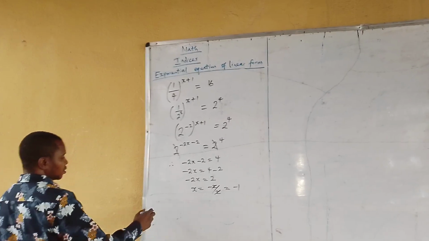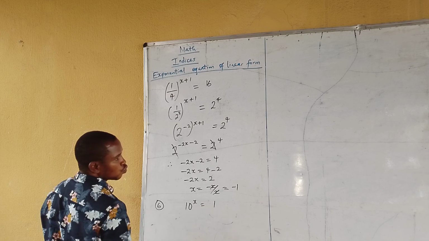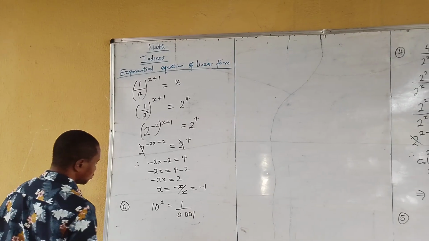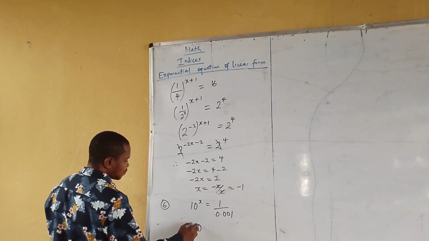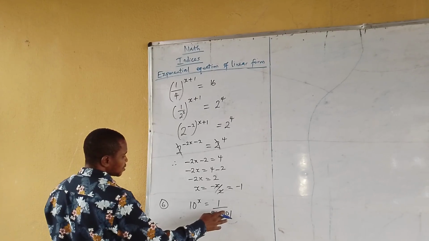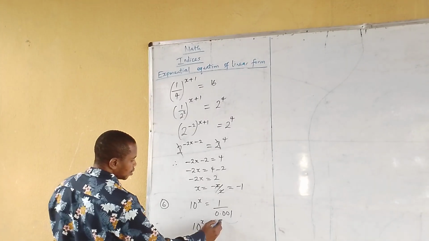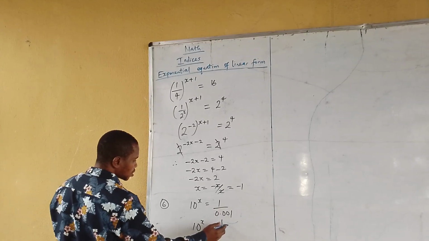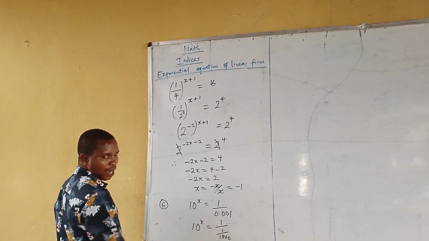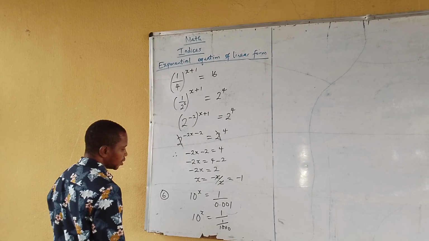So let's solve the last question for today, number 6. We have 10 raised power x to be equals to 1 over 0.001. This will be 10 raised power x is equals to, don't forget that this 0.001 could also be written in indices form. We can write it in a fraction form first. That will be 1 over 1000. 0.001, that is equivalent to what? 1 over 1000 in a fraction form.